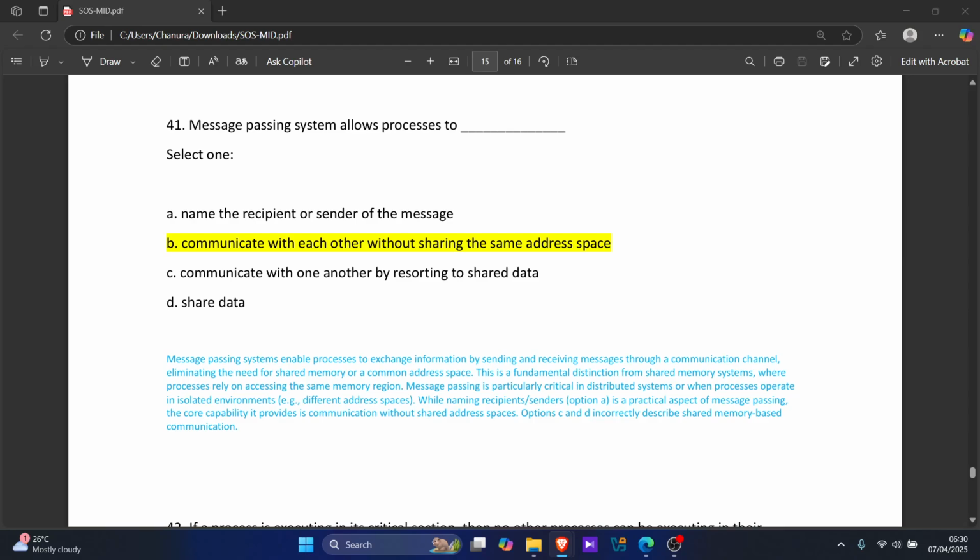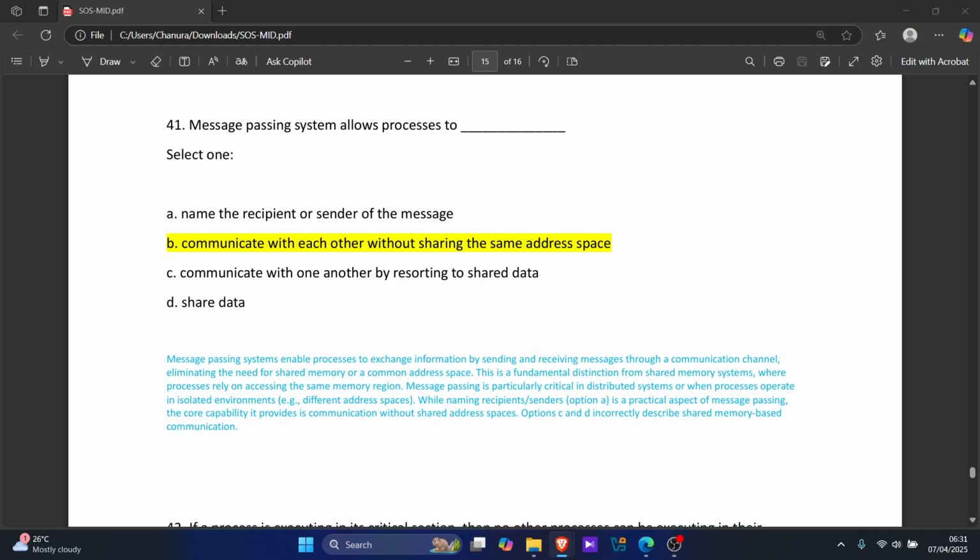The correct answer is B. Communicate with each other without sharing the same address space. Explanation. Message passing systems enable processes to exchange information by sending and receiving messages through a communication channel. This method eliminates the need for shared memory or a common address space, distinguishing it from shared memory systems. While naming recipients and senders is a practical implementation detail, the core capability of message passing is enabling communication between isolated processes, for example, in distributed systems or separate address spaces.